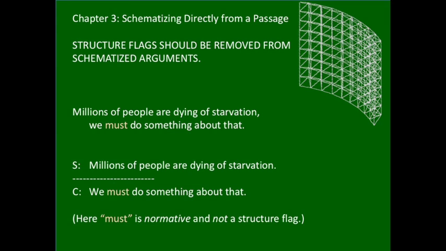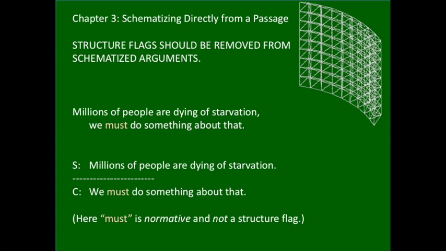Again, you'll want to remember that words can have multiple meanings. So sometimes the word "must" is used as a structure flag, sometimes it's not. And in those cases where it's being used as a structure flag, it should be eliminated, but not otherwise.